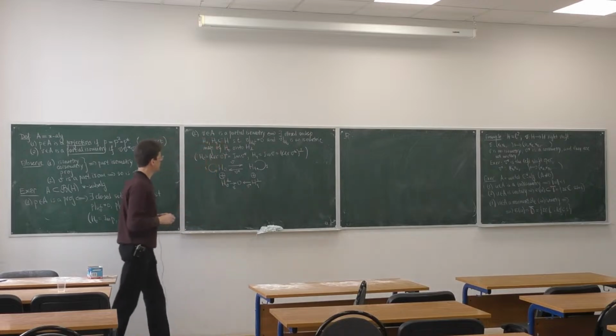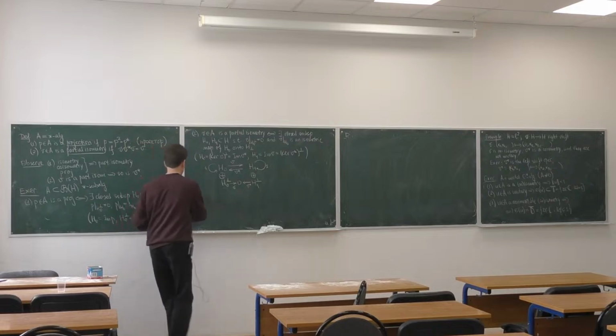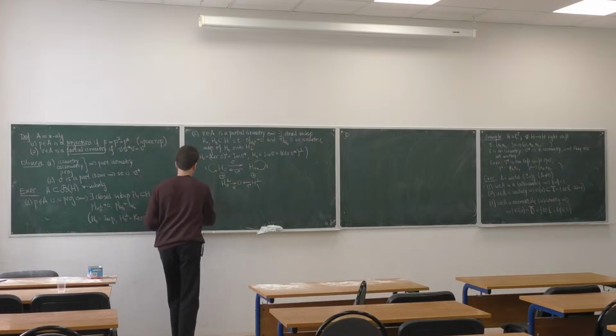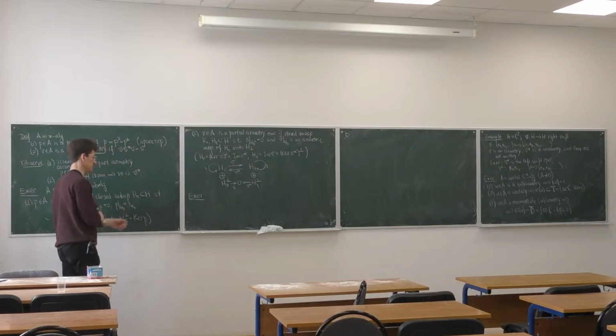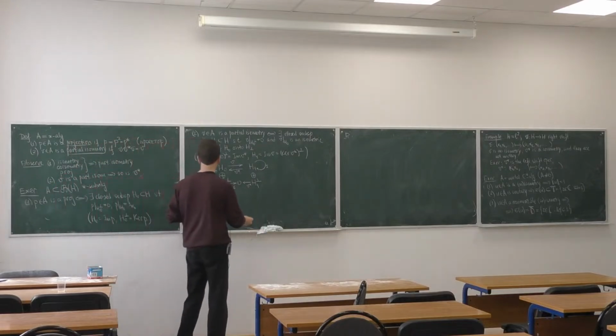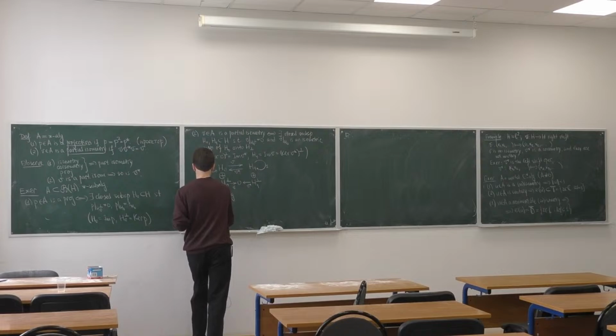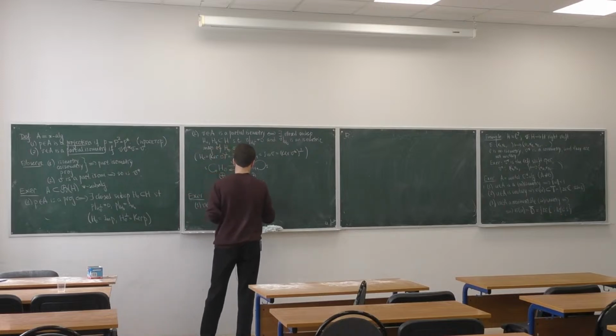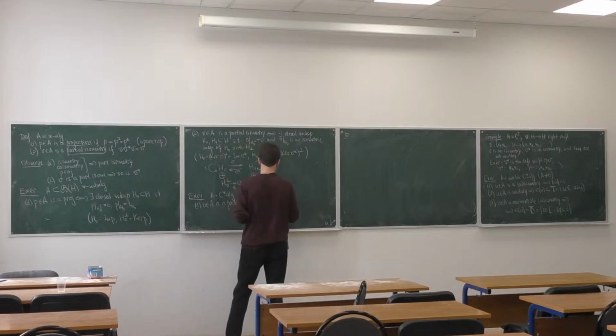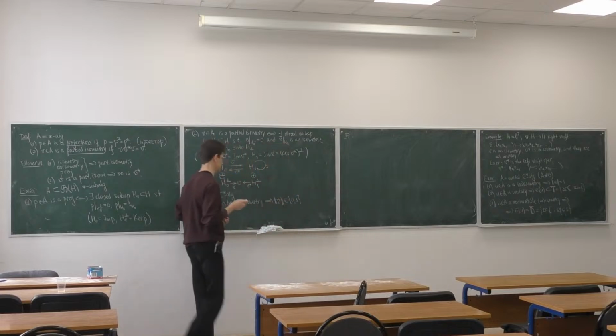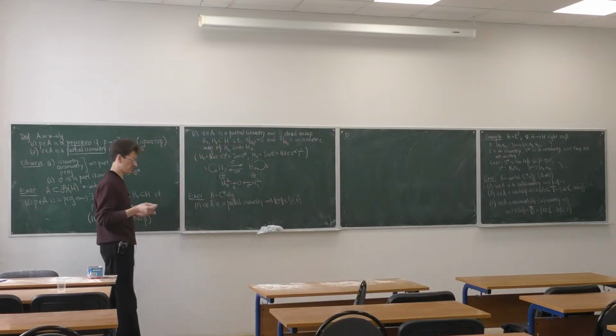Okay, now a little but useful exercise which gives us some information about norms of partial isometries. If A is a C-star algebra, and V in A is a partial isometry, then the norm of V is either 0 or 1. So in other words, if V is non-zero, then its norm is equal to 1.